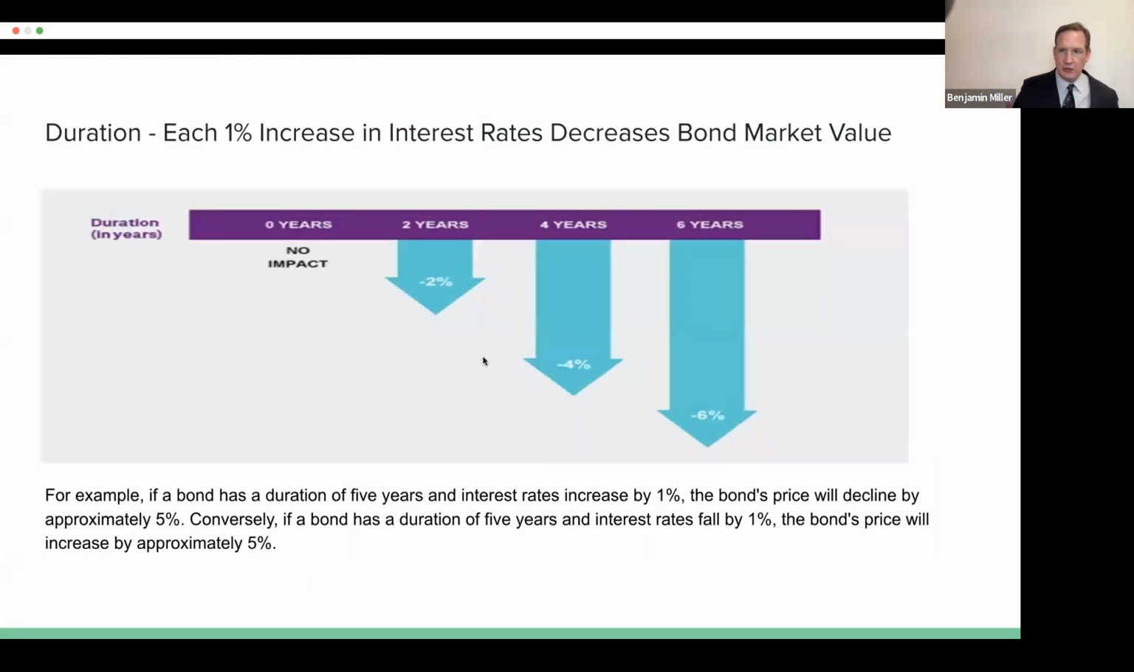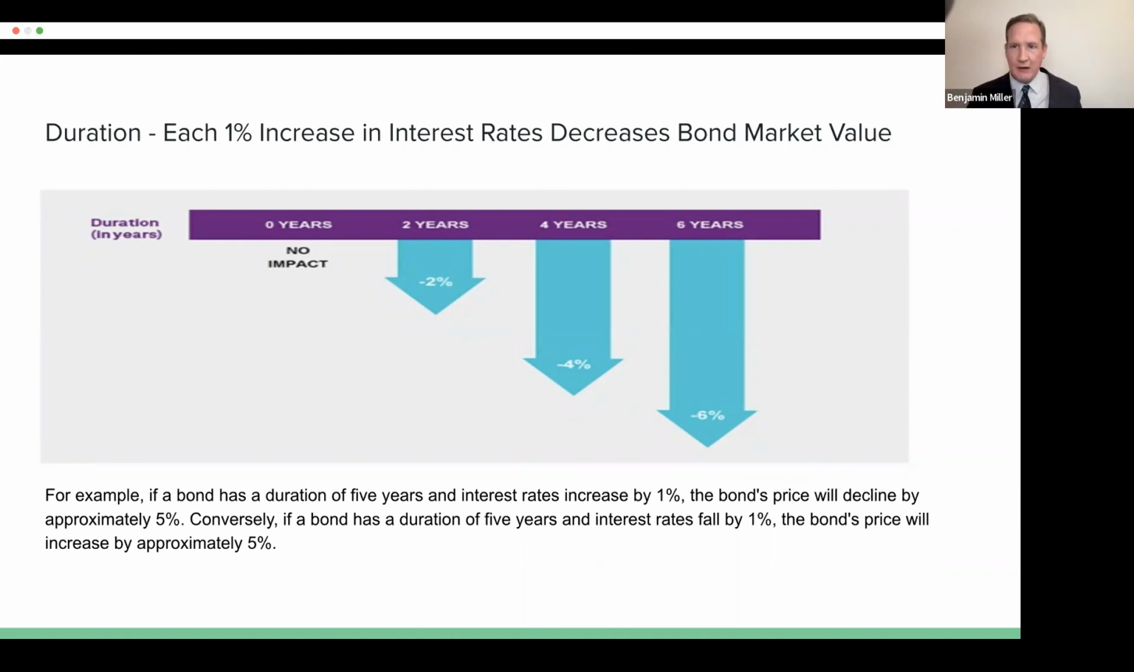This is an illustration that shows that if there's a 1 percentage point move in interest rates, the longer the term of the bond, the more the price of the bond is affected. So let's say you have a 1-year bond and there's a 1% move in interest rates. Well, that's not going to change the price very much. An interest rate move on a short-term bond that's only a 1% move might move the price perhaps 1%.